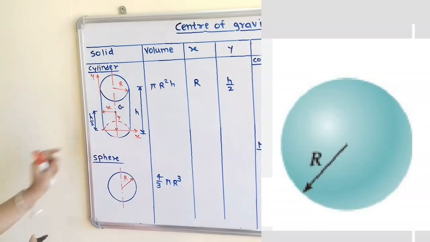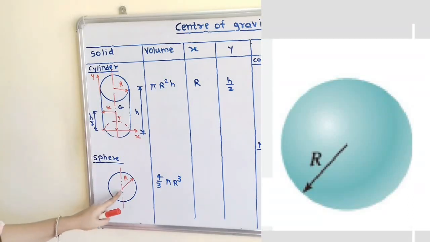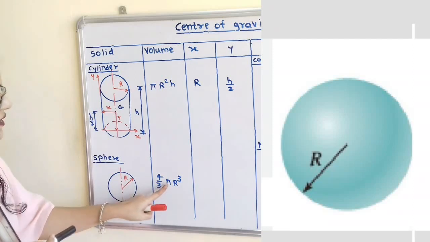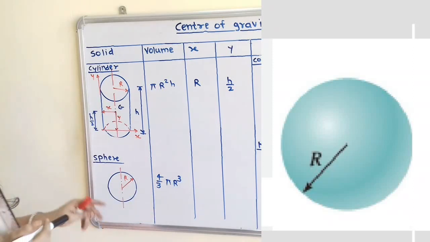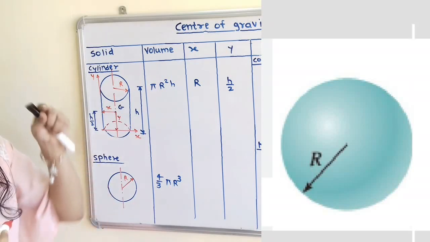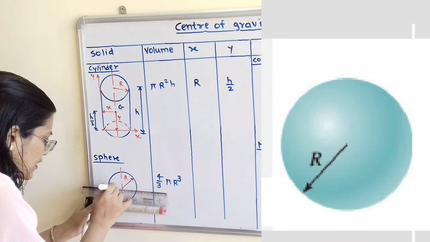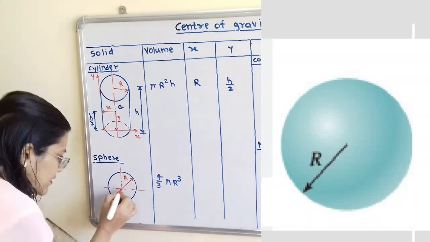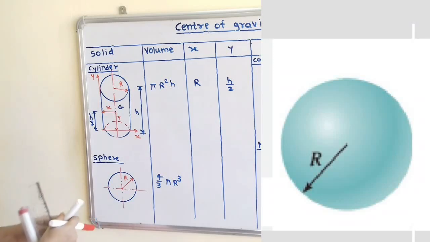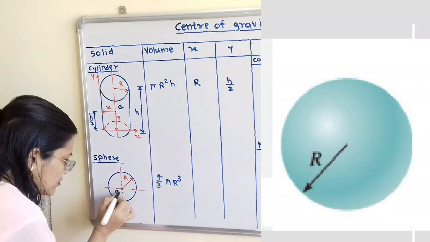Now we will move to the next solid, sphere. So for sphere, it is having radius r, then its volume is 4 by 3 pi r cube. Now how to find out center of gravity? So it is the center of the sphere. So if I draw here one horizontal line, then the point of intersection is the center, that is the center of gravity G. So here I will show G.